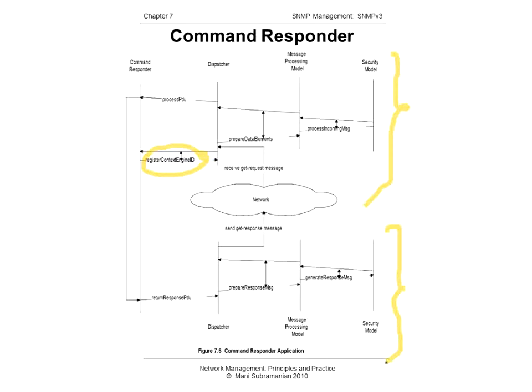Now the message is passed to the dispatcher using the return response PDU. The MPM prepares the response message, SM performs the security functions, and the dispatcher transmits the get response message on the network.